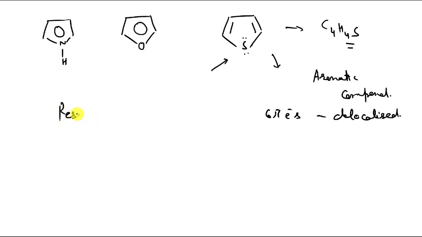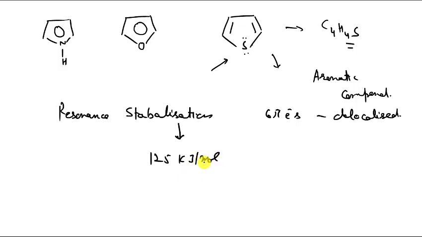If we talk about the resonance stabilization energy in case of thiophene, it is around 125 kilojoule per mole. So you can see that it is quite highly resonance stabilized. And for the structure of thiophene, I will compare it with furan, because they have exactly the same structure. There is not much difference.